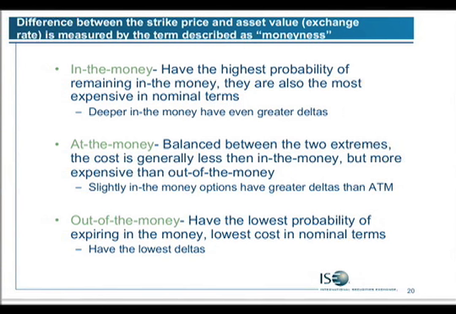The difference between the strike price and the asset value, the exchange rate in this case, is measured by the term moneyness. So we have in the money, at the money, and out of the money. Again, that's what we're talking about today, strike price selection. So I have, this is one category, this is another category, and then this is the third category.